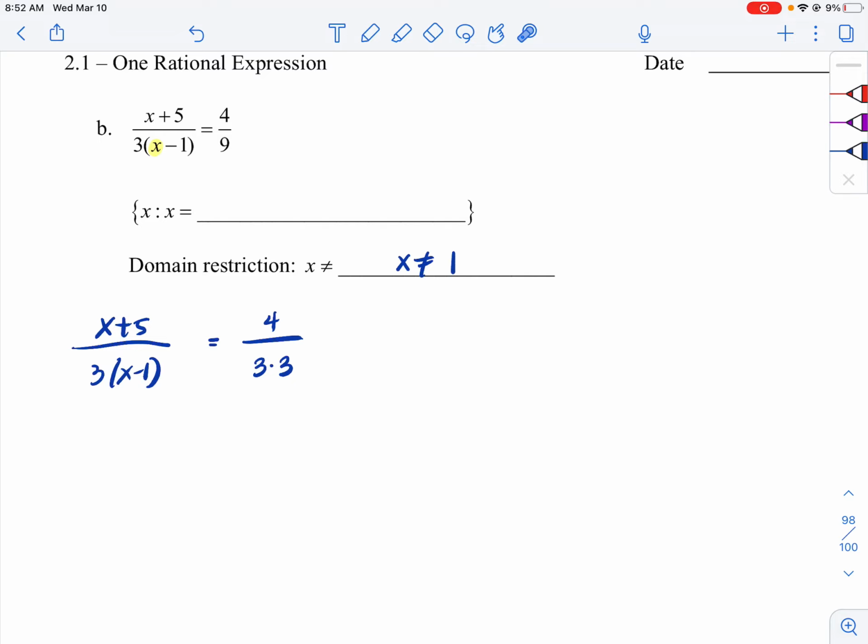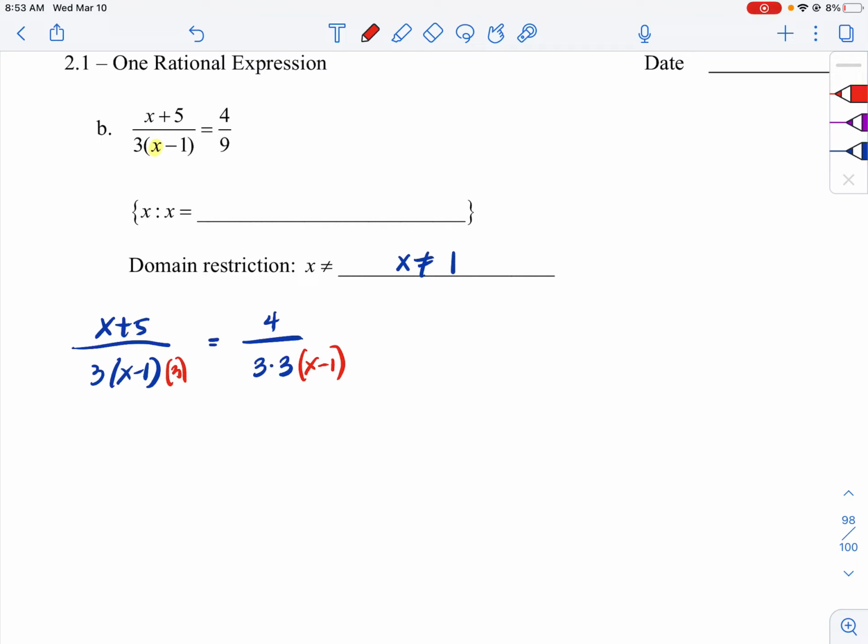First, this one has a 3, this one has a 3. But this has two 3s, and this one only has 1. So I am going to give that one 3. Okay? Now, moving on. Let's go to the other one. This has x minus 1, but this one doesn't have an x minus 1. So I am going to multiply that with an x minus 1.